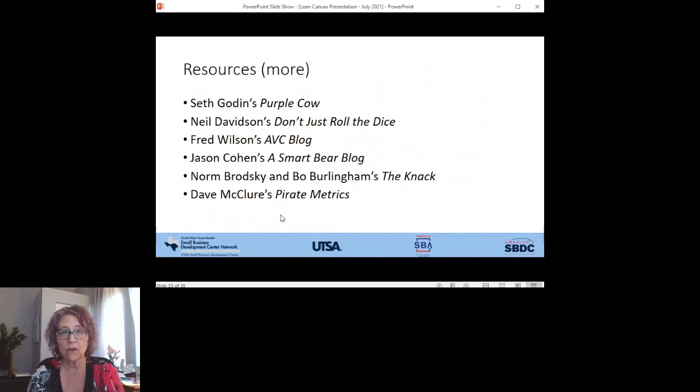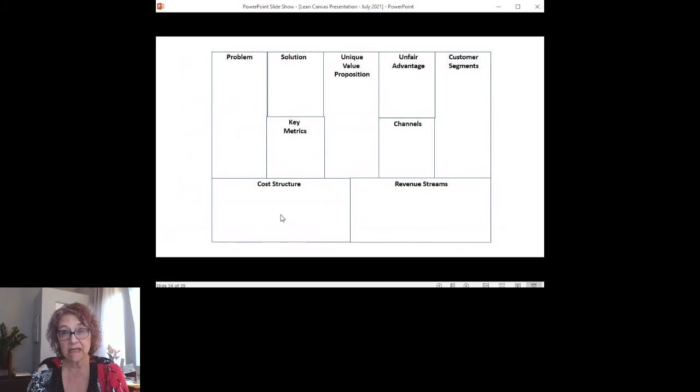Here's some more resources. Big fan of Seth Godin, of course. Mentioned Dave McClure earlier. All of these have got a ton of information, and a lot of this presentation was pulled from some of these resources. And as I said, this is it. This is the business model canvas, the blank one.